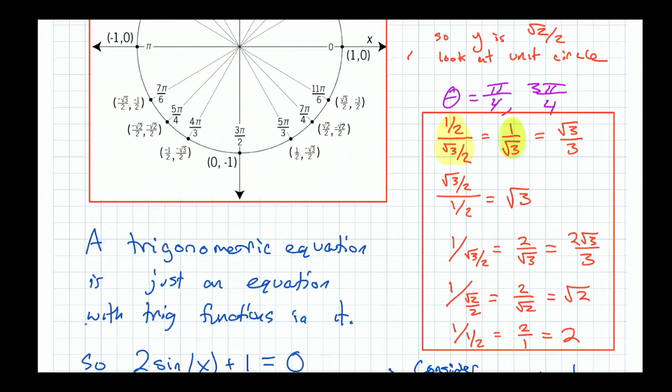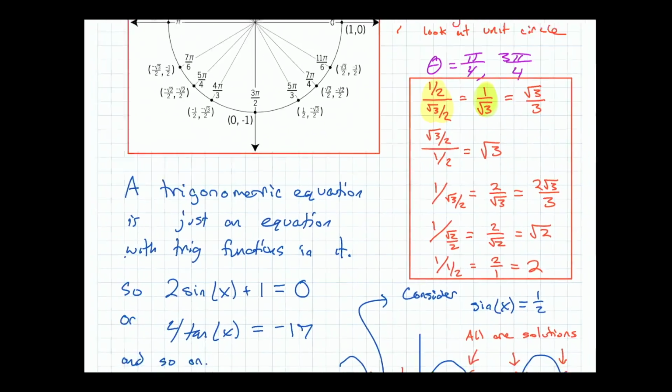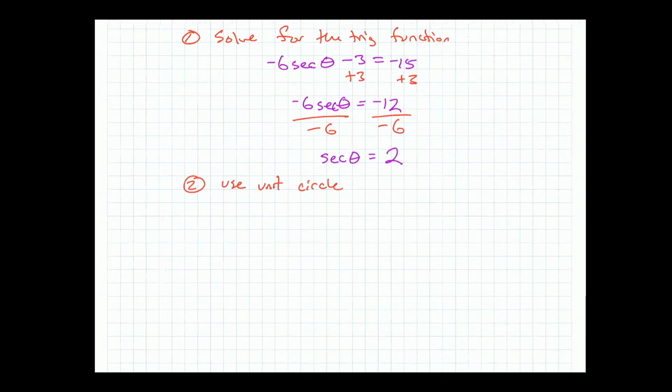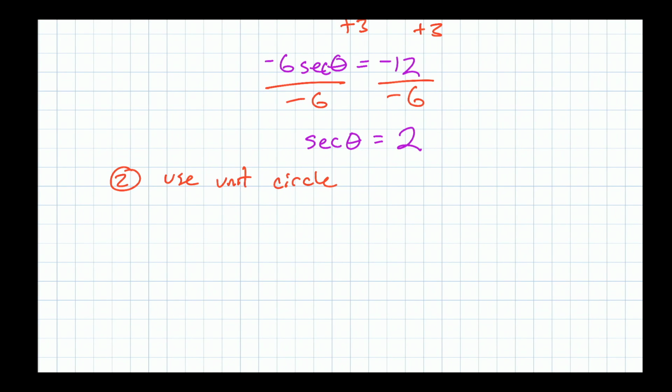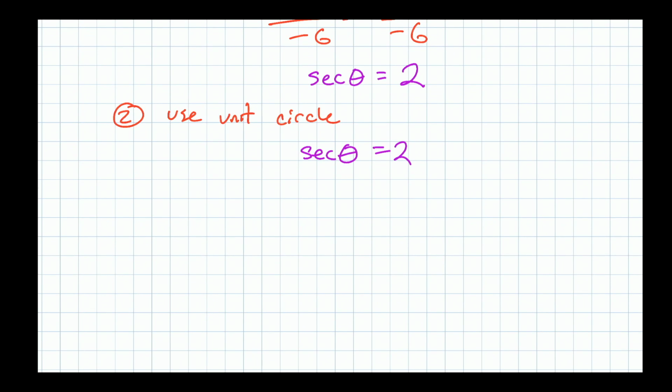All right. So what's the point of that? The point of that is that if you come down here, we're going to use the unit circle to solve secant theta equals 2. Well, if secant theta equals 2, then what's the secant in terms of x and y? That's actually 1 over x is 2. You can rearrange that and have x is 1/2 or something.